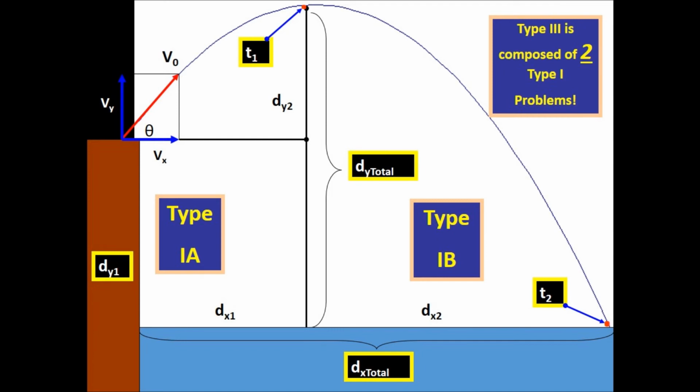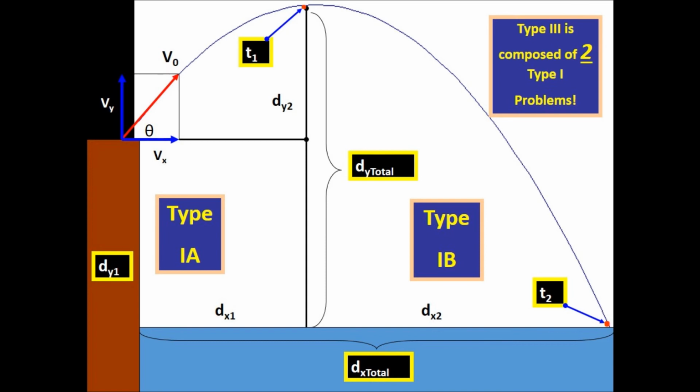Then you're going to find Vx and Vy. And then you're going to take Vy and find T1. After you find T1, you can find dy2, add that to dy1, and you get dy total. From there, you can calculate T2, and understanding that Vx remains constant, you can determine dx1 by using Vx and T1, and dx2 by using Vx and T2, and you come up with a total dx total. Okay, so that's a review of the problem.